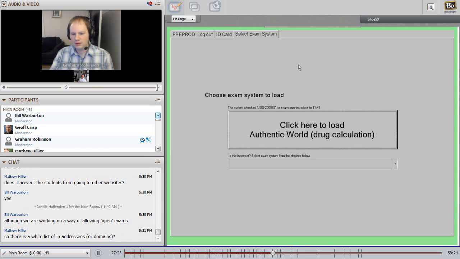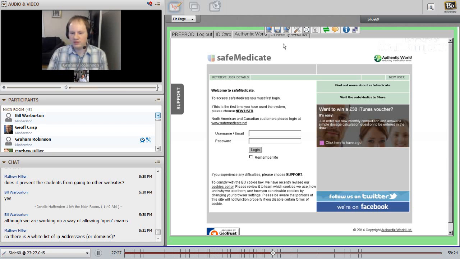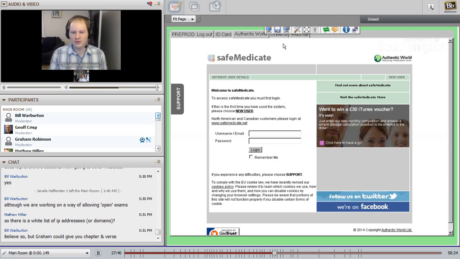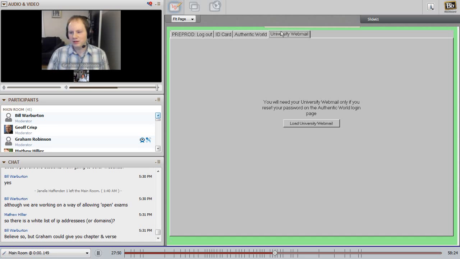Authentic World is a similar kind of system. So again, it's completely external. You've got a username and password that isn't your university username and password. What we actually found here is that the students weren't very good at actually knowing what their Safe Medicate username and password was. So what we did is we added a University Webmail tab at the top.